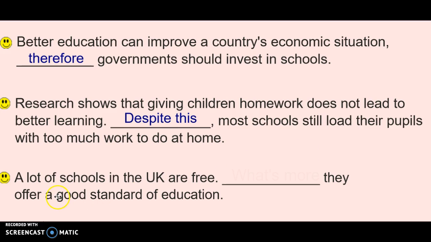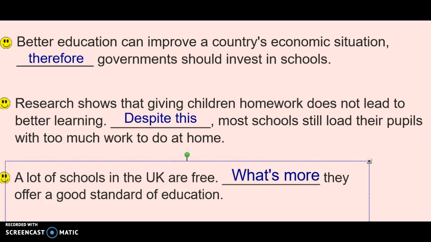And the last sentence, a lot of schools in the UK are free, which is a positive thing, and they offer a good standard of education, which is also a positive thing. So in this case, I need a linker that is adding more information. So adding information with what's more. A lot of schools in the UK are free. What's more, they offer a good standard of education.